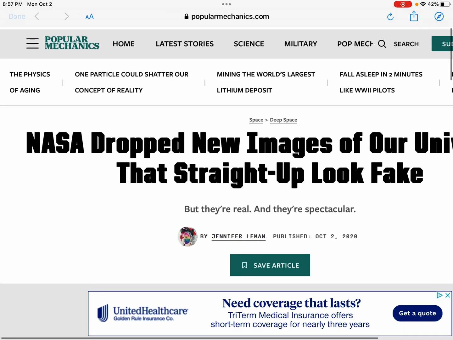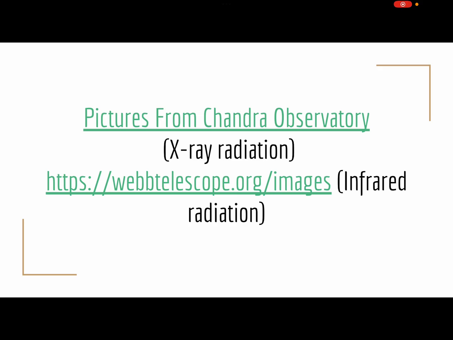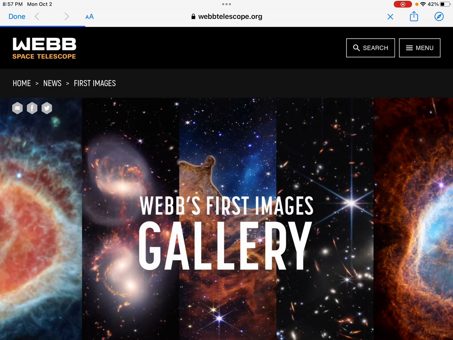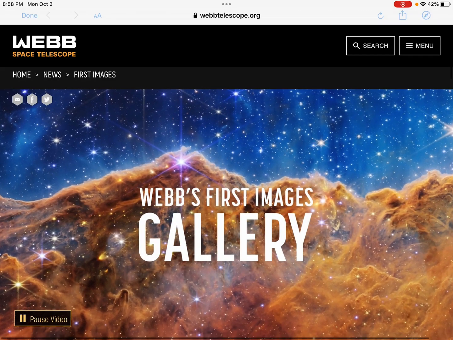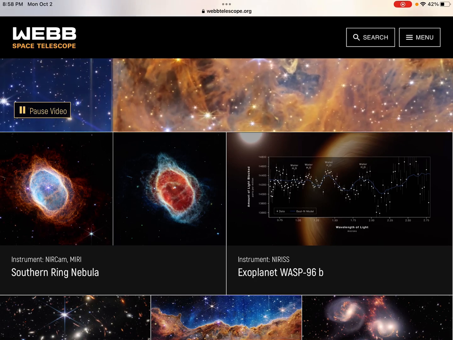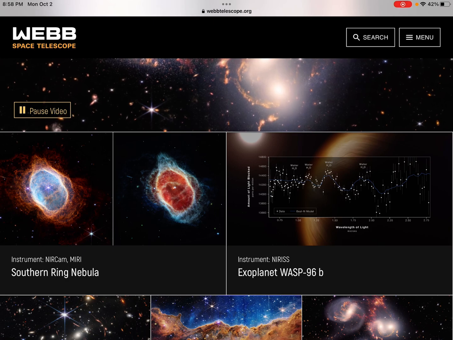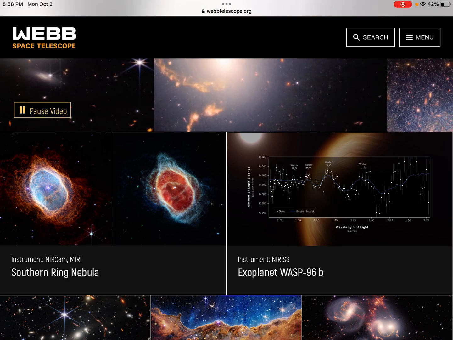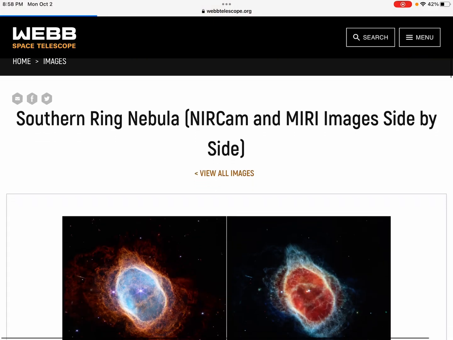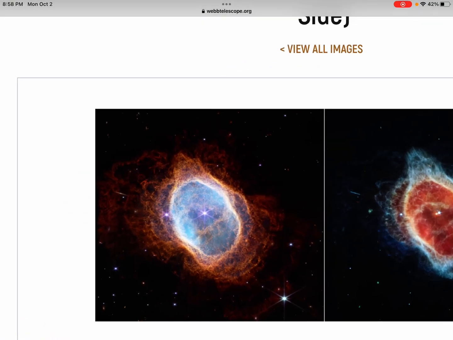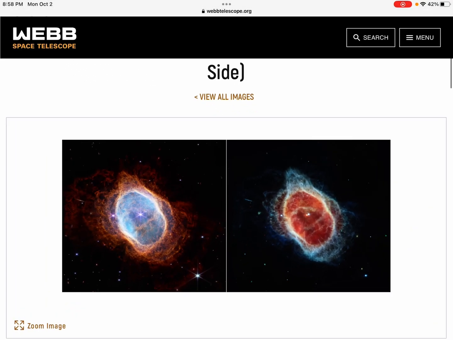And then if we go back, we have James Webb. James Webb is infrared radiation, so this one has longer wavelengths for us to see. This is the James Webb telescope's gallery. You can see some of the nebulas it has taken pictures of, and how detailed those are. Like that one right there is crazy.